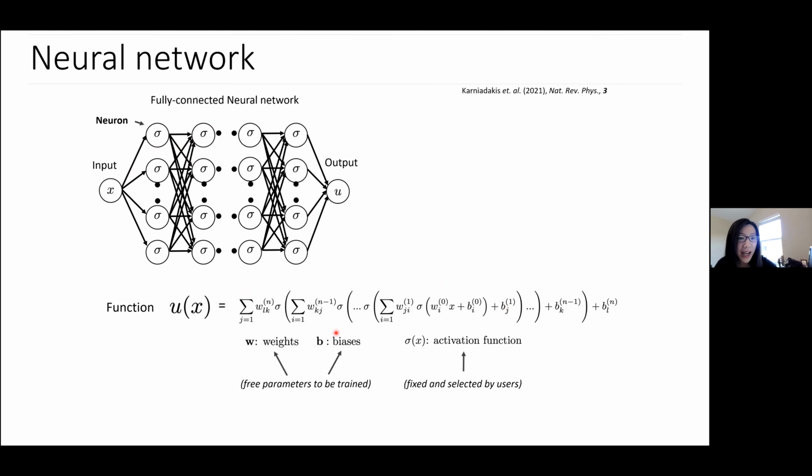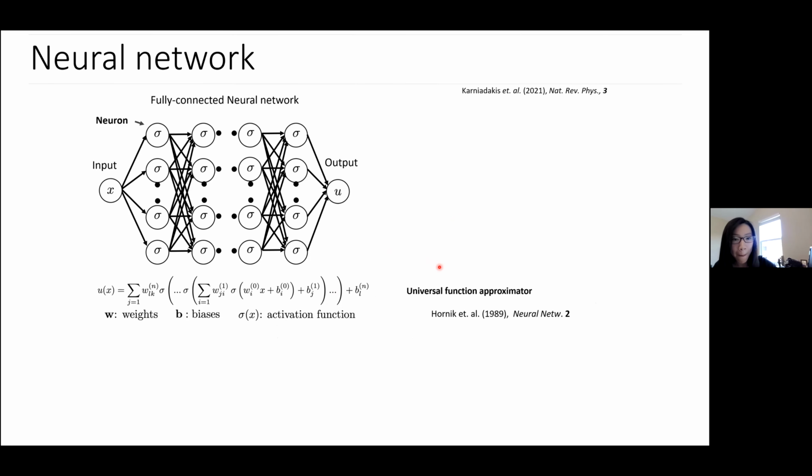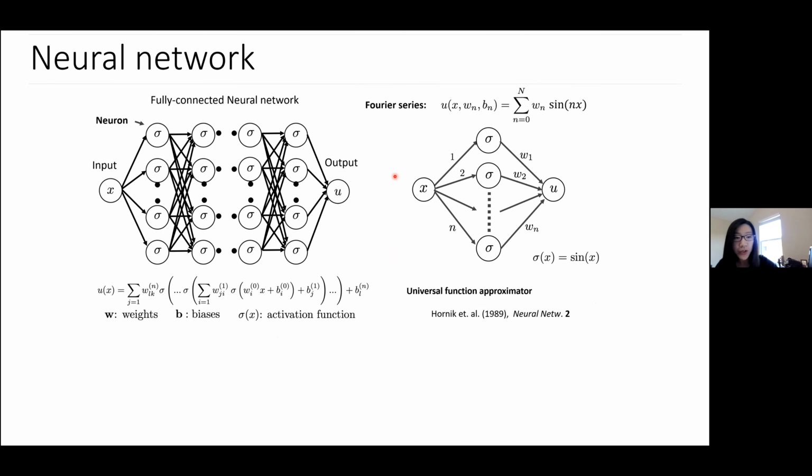But what's important here is that this expression contains lots of constants that are fitting parameters. So the weights and biases are parameters that are to be determined. And it has been shown that neural network structure has lots of nice properties. Neural networks can be used to approximate high dimensional functions.